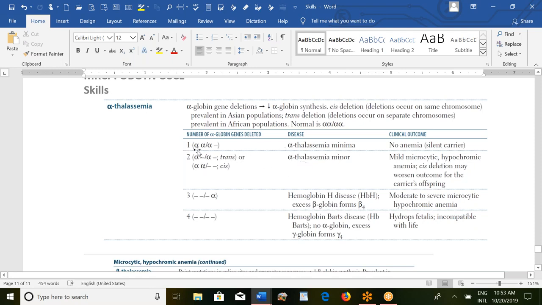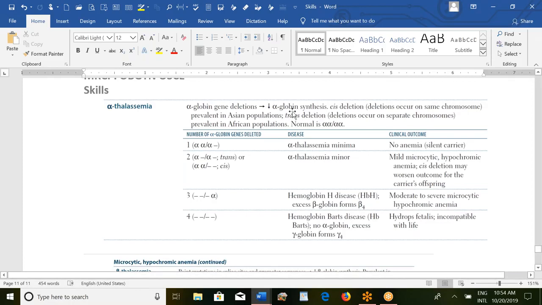When just one chain is defective, there is no anemia, so the person is a carrier. If they have 2 defective alpha chains, they will have mild microcytic anemia. Then as the number of abnormal chains increases, they will have more problems. If all 4 chains are defective, this is incompatible with life. We call it Bart's hemoglobin, Bart's disease, and the baby will die because it cannot carry oxygen. Just remember, in alpha thalassemia there is defective or decreased synthesis of alpha globin chains.